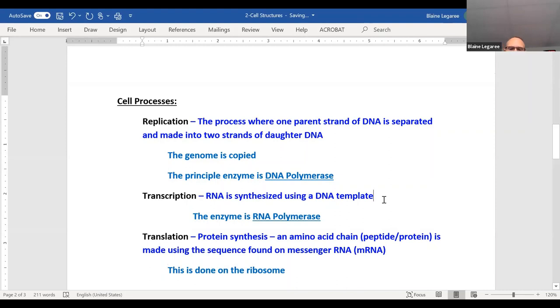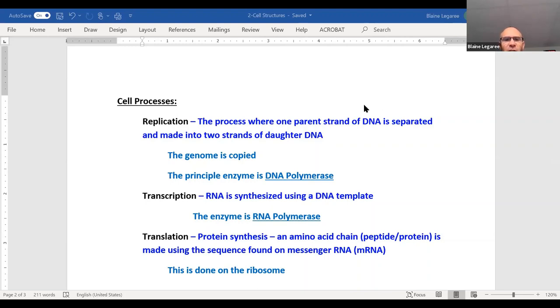So we'll go into these processes in just a tiny bit more detail, mostly just to review them when we talk about viruses. Because virus genomes can have DNA and RNA, and there's some complicated things going on. So I just want to make sure you understand what's going on here.